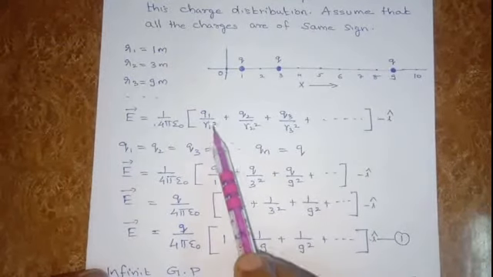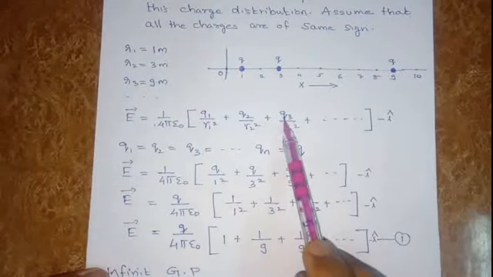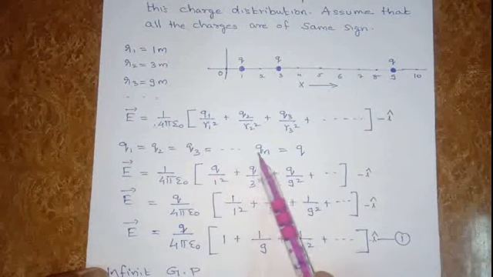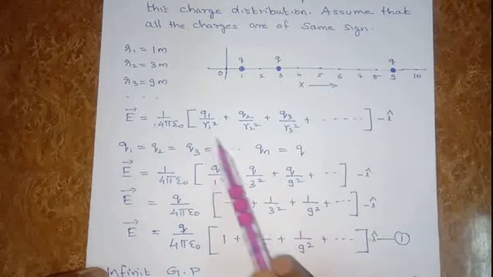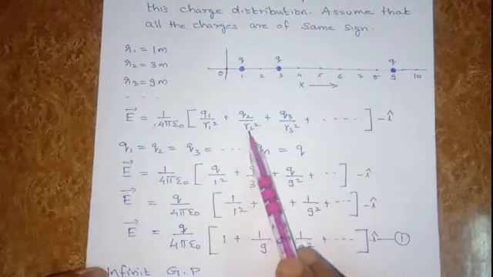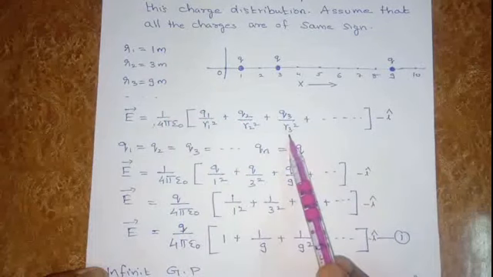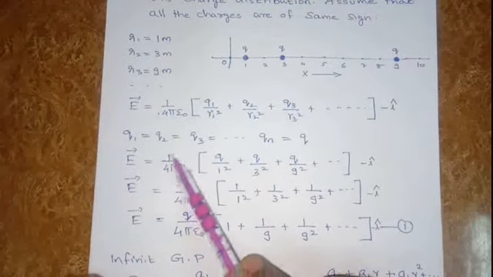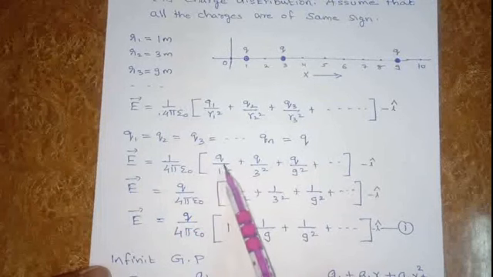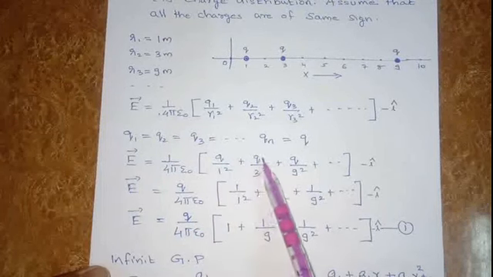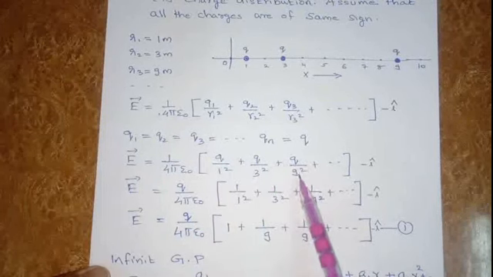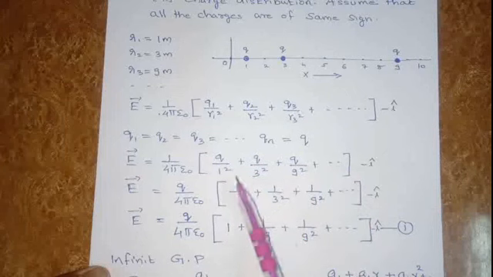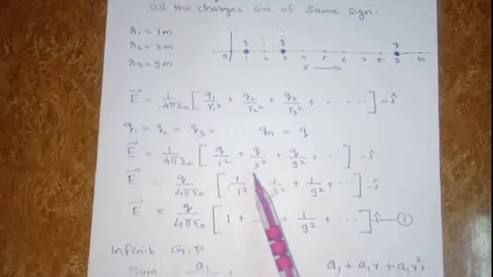Now we already studied what is q1, q2, q3 up to qn is equal to q. R1 is equal to 1 meter, R2 is equal to 3 meter, R3 is equal to 9 meter. So let us substitute 1 by 4 pi epsilon 0 into q by 1 square plus q by 3 square plus q by 9 square plus etc. Q is also common, that can be taken out.